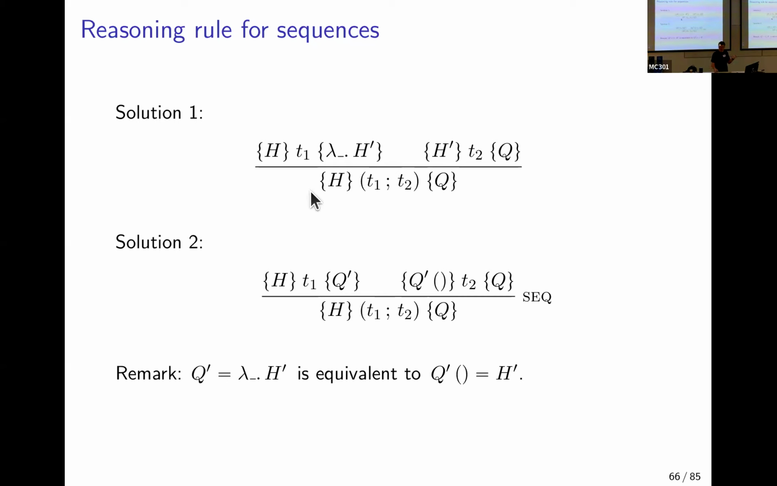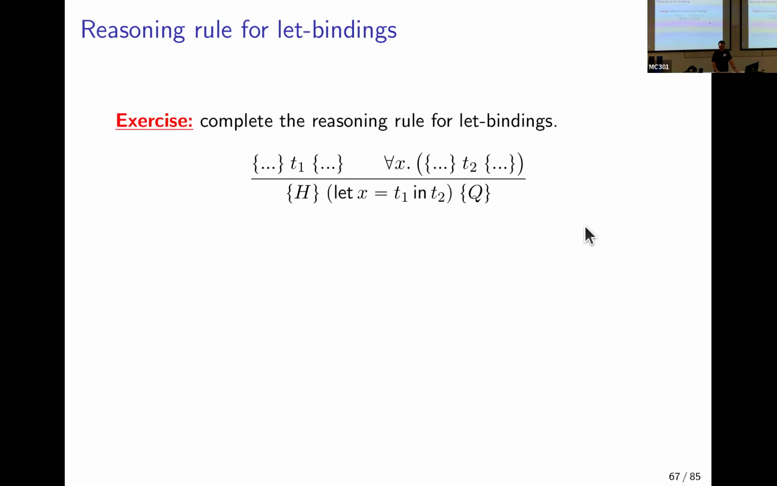That's the same as in Hoare logic. I mean, there is one subtle difference, which is that you need to talk about the return value, and for sequence, the return value will be ignored, and it will just be unit. So if you have H, T1, Q prime, then the precondition of T2 will be Q prime of unit. Okay, so what will be more interesting is the let binding.